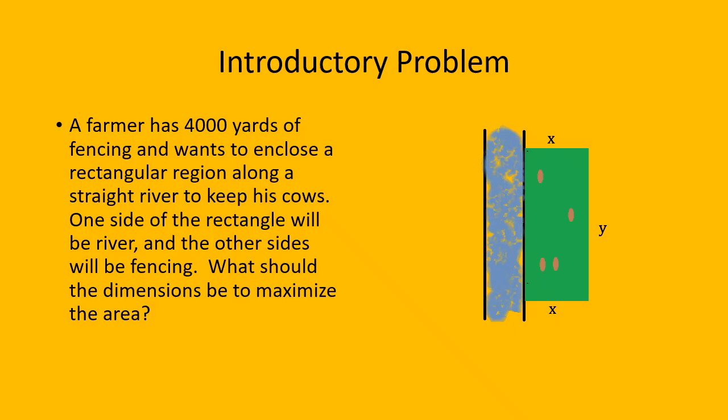So he has 4,000 yards of fencing. One side of the rectangle will be the river, so you don't need any fencing there. And the other three sides, we will use the fencing material. So what should the dimensions be to maximize the area of this field? So we want to find the values of x and y that will give us the largest area. And we have a constraint here. We only have 4,000 yards of fence.